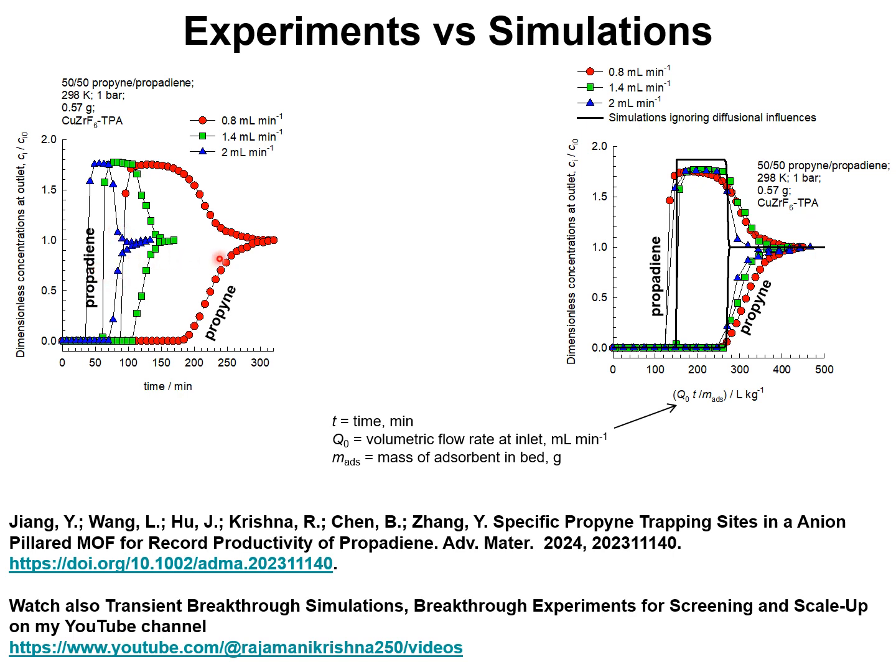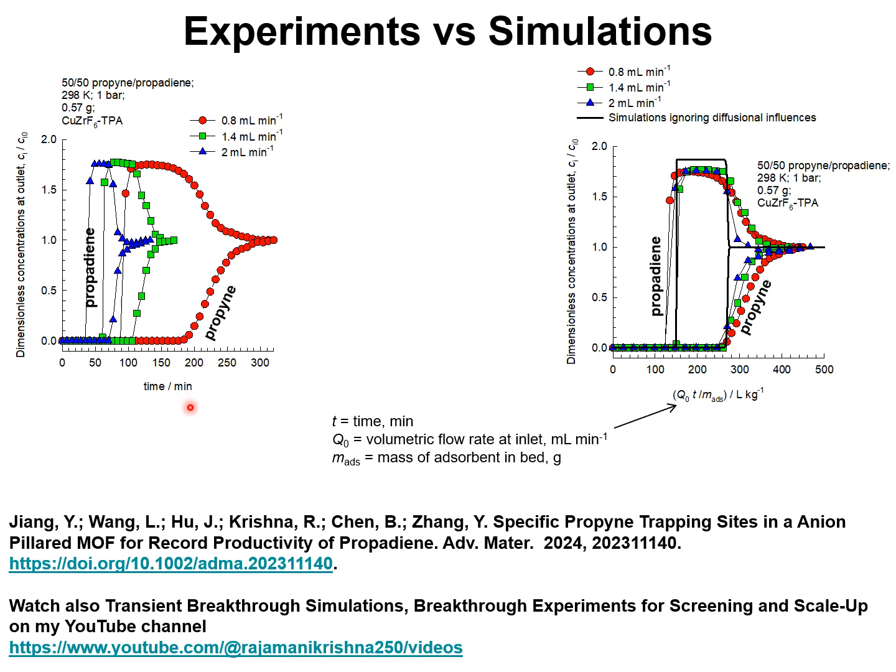Three sets of breakthrough experiments are reported with three different inlet flow rates of the gas mixture: 0.8 milliliters per minute, 1.4 milliliters per minute, and 2 milliliters per minute. In each case, the mass of adsorbent in the bed is 0.57 grams. The dimensionless concentrations of the gas components at the exit to the fixed bed laboratory tube are plotted against the time expressed in minutes.